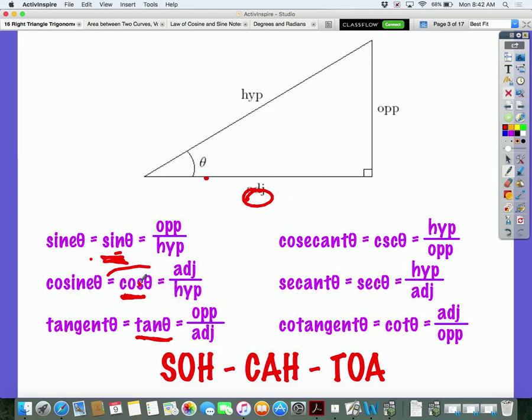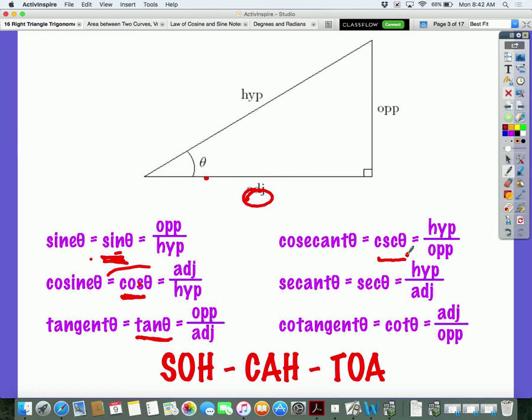Now, these three other ones that you probably have never seen or heard of before. You have cosecant. Everybody say cosecant. Cosecant. Okay, that is abbreviated CSC, but it stands for cosecant. Cosecant is the reciprocal of sine. If you notice, you just flipped the sine ratio to get cosecant. Does anybody see that? So to find the cosecant of your angle theta, you're going to do your hypotenuse over your opposite side. Does everybody understand that?